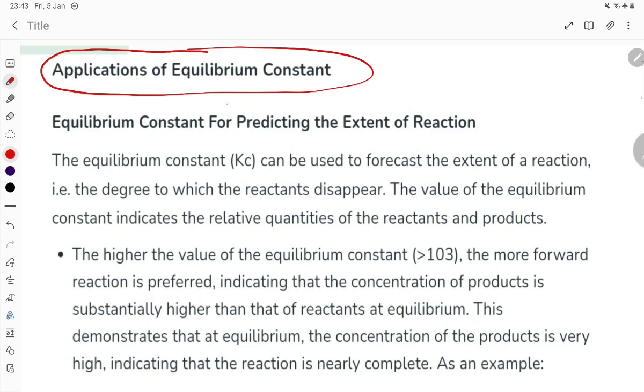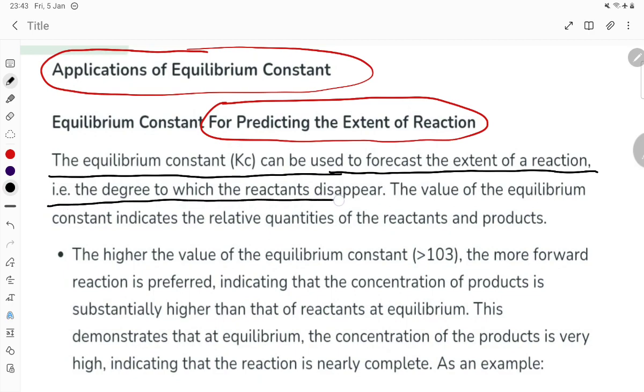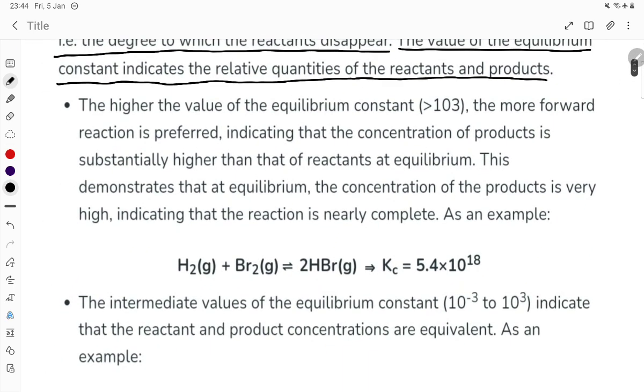First one is predicting the extent of reaction, meaning how much the reaction is completed. The equilibrium constant Kc can be used to forecast the extent of reaction, that is, the degree to which the reactants disappear. The value of the equilibrium constant indicates the relative quantities of the reactants and products. What is the first point, student?